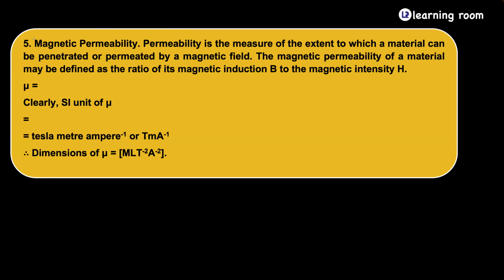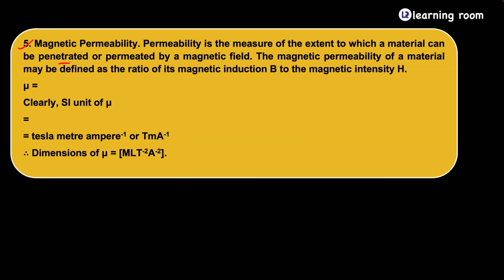See, the next term that we are supposed to see is called magnetic permeability. You already know this. What is magnetic permeability? It is the measure of the extent to which a material can be penetrated or permeated by the magnetic field.